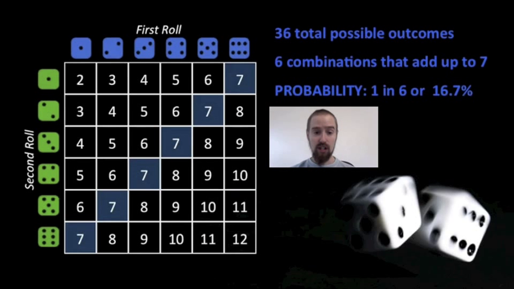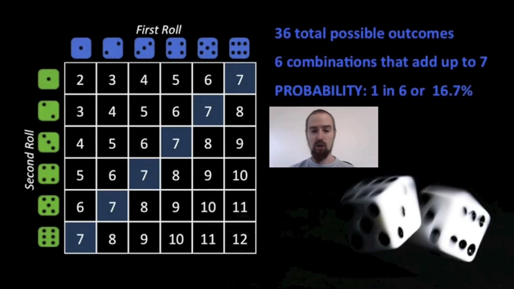Of those 36 total possible outcomes, 6 combinations add up to 7. 6 out of 36 is the same as 1 in 6, so we've got a 1 in 6 chance, or a 16.7% chance, of rolling a 7 on 2 dice. This chart I've created here is called a Punnett square, and it's a tool for helping us to determine probability.